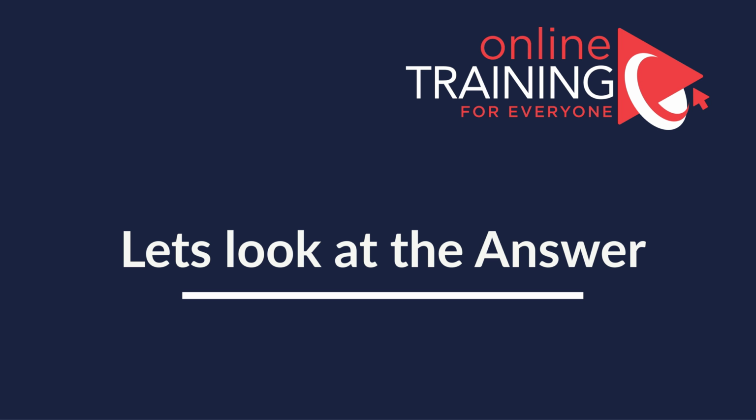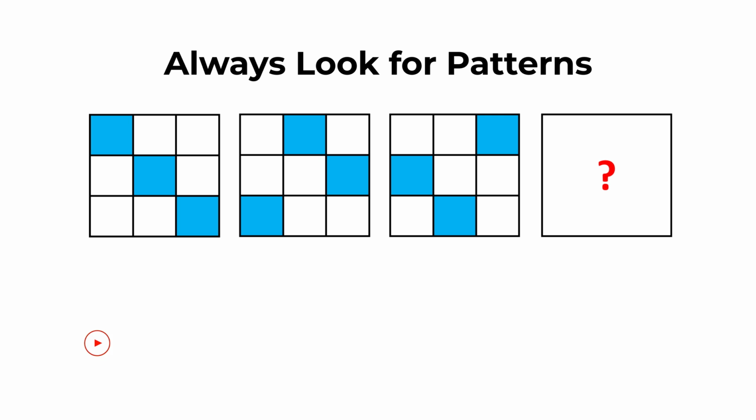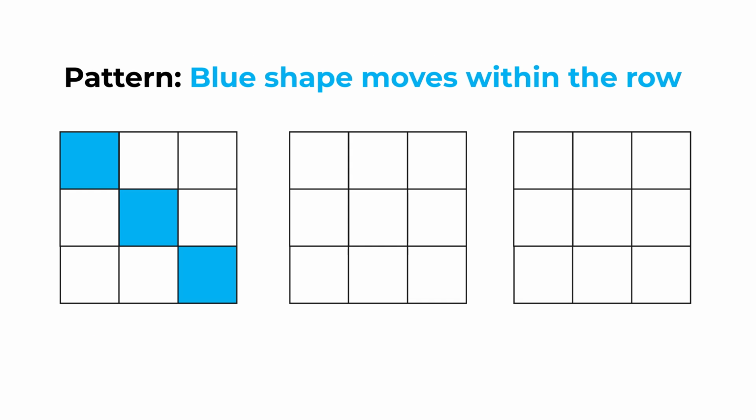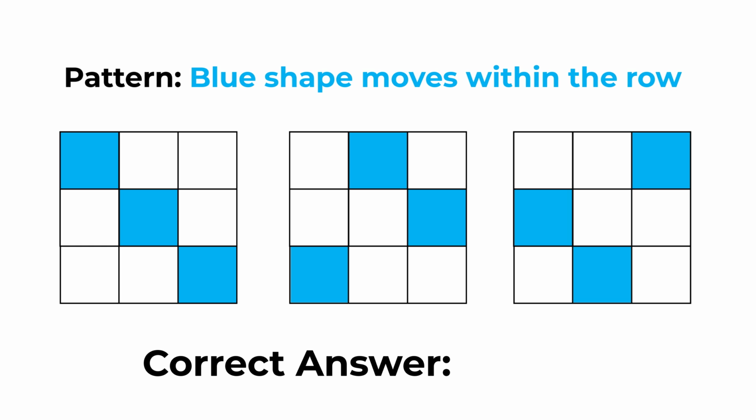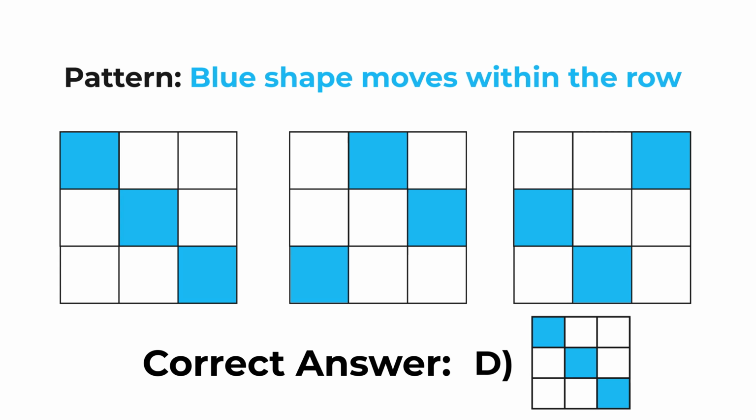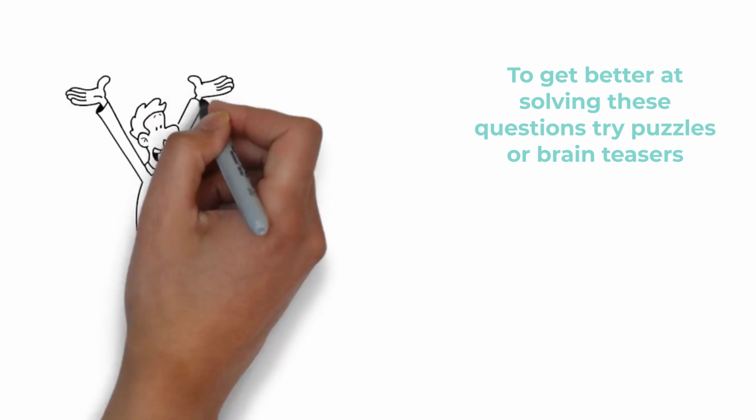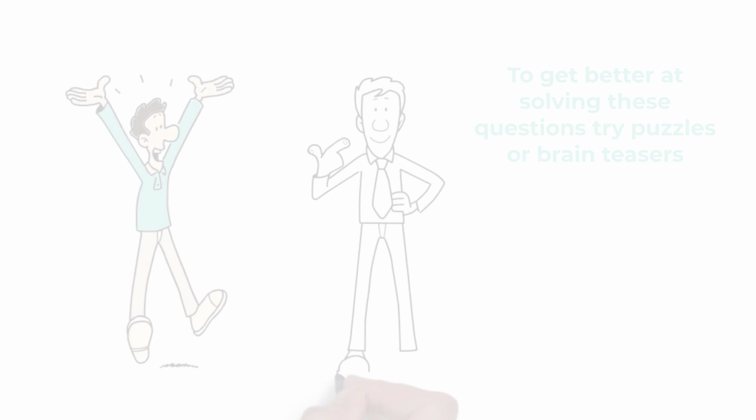As always, my advice to you, look for patterns. Determining the pattern is key to solving this particular problem. What you need to know to answer this particular question is that the blue shape moves within the row of the larger shape. In each row, the blue shape moves from left to right, one step at a time. And once the blue shape reaches the end of the row on the right, it reappears on the left. So the correct answer here is choice D. Hopefully you've nailed this question and now know how to answer similar problems on the test.